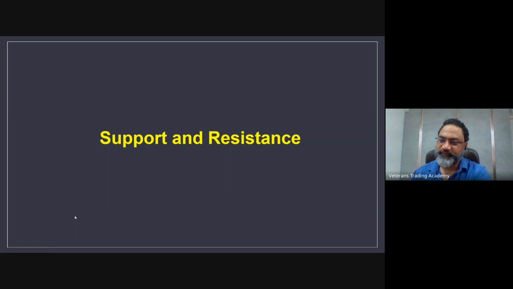Okay, and how do you see the resistance? That we will study now. What is support and resistance? And similarly, the other way around also. Suppose a bearish engulfing pattern has formed or some bearish signal has come, then we'll carry that position up to the support level.